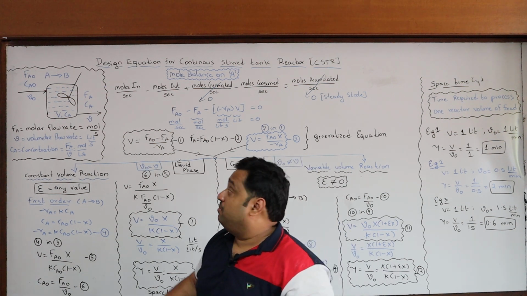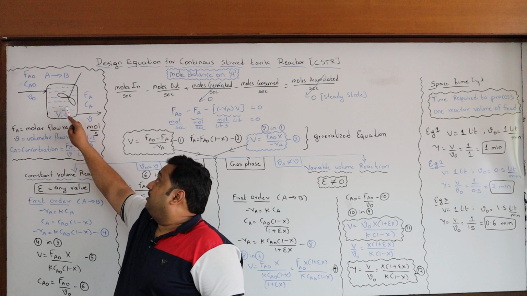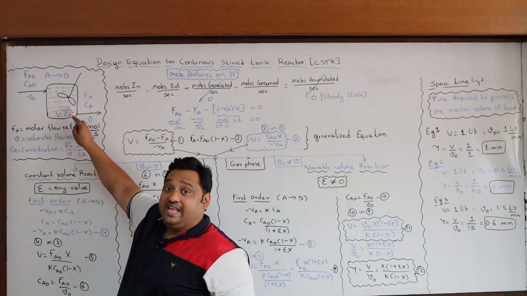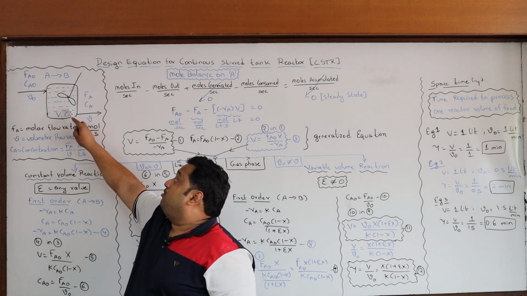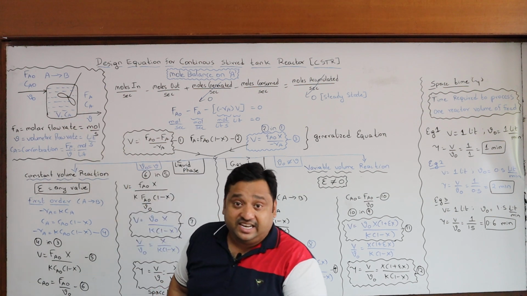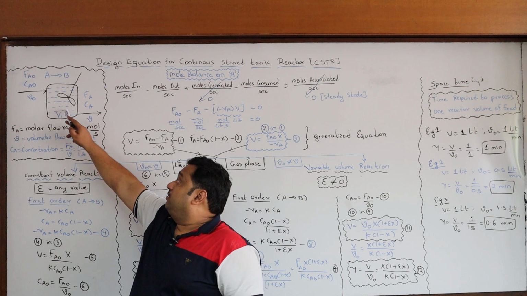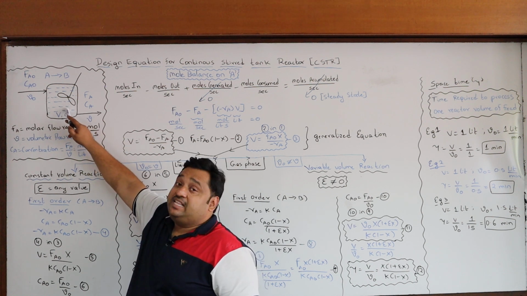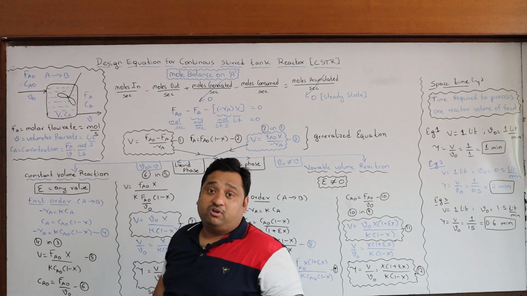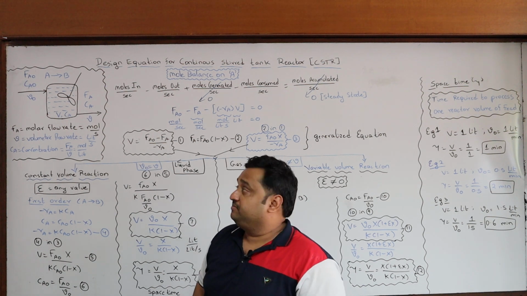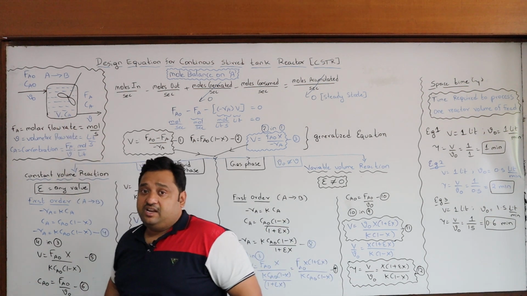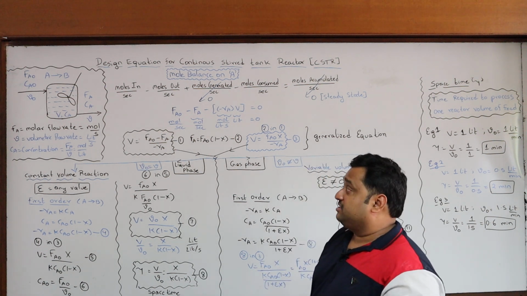One more thing you have to remember, the concentration of A in the reactor is equal to the concentration of A that is exiting the reactor because of the stirring effect. So whatever may be the concentration of A that is in the reactor, that is the same amount of A that is coming out of the reactor. Ca0 is the initial concentration. So let us come back.